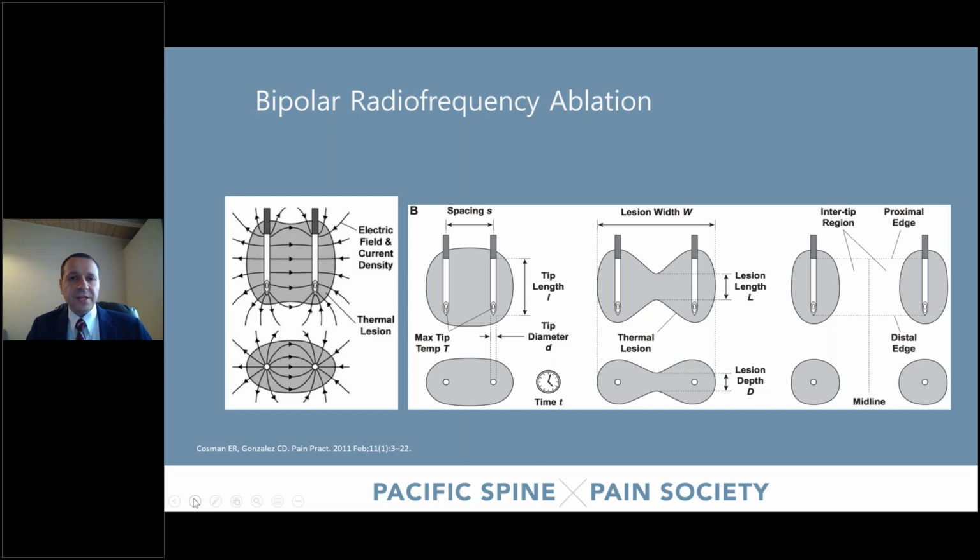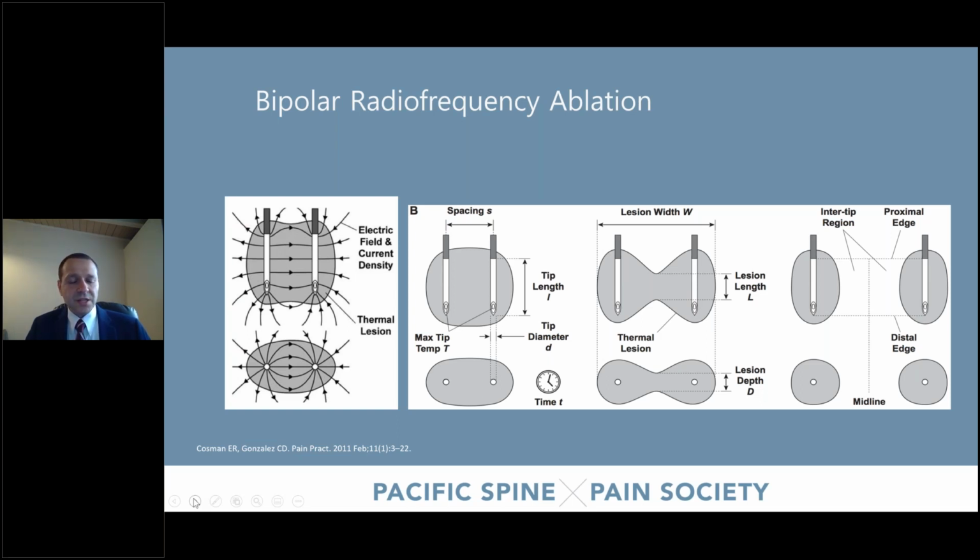You don't need a fancy needle tip to create a larger lesion with a different shape. You can use two regular radiofrequency needles and create a bipolar lesion. The important thing is that you need to make sure that you place your needles appropriately, because if you place them too far apart, as you can see, you go from a bipolar lesion to two unipolar smaller lesions, which is exactly what you don't want.